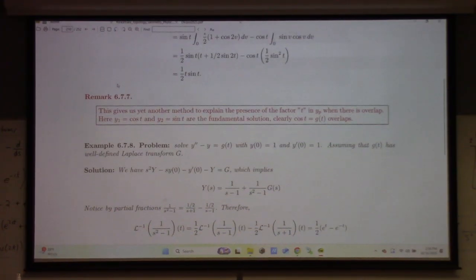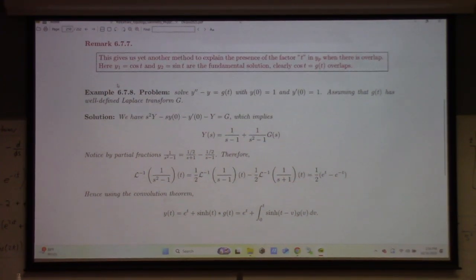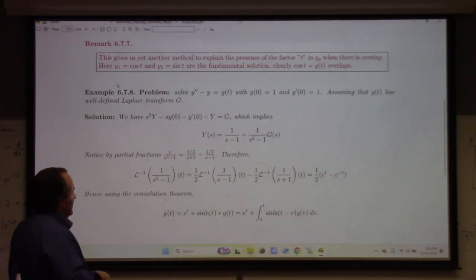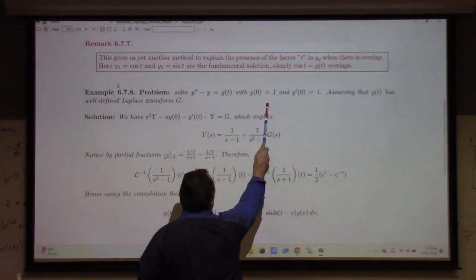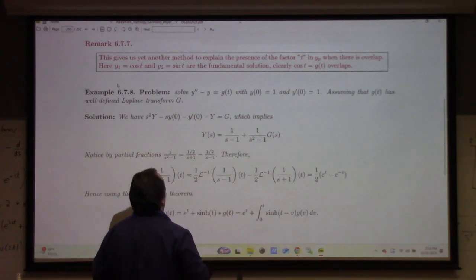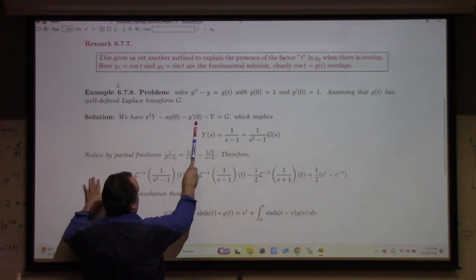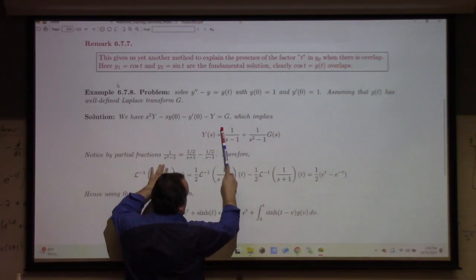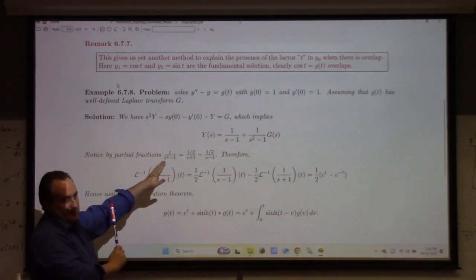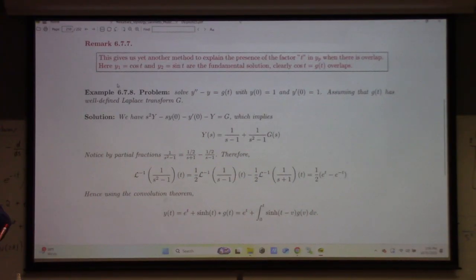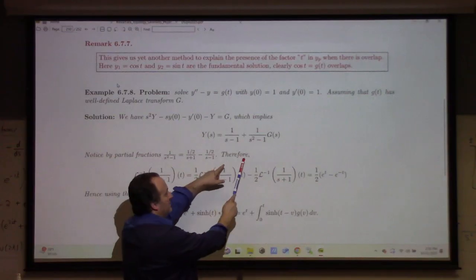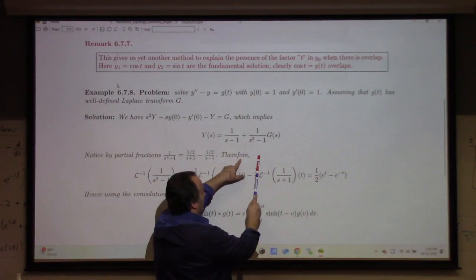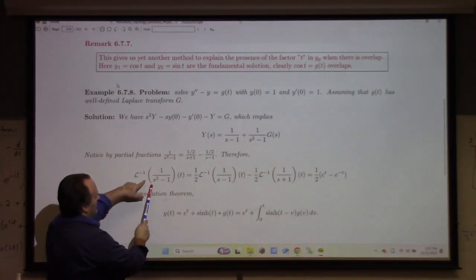Let's see. So y'' - y = g(t). And this time I gave us initial conditions, 1 and 1. So I take the Laplace transform, and then I solve for big Y. So I've got this piece here, which, easy peasy, inverse transforms to e^t, right? And then we're going to use the convolution on this product over here.